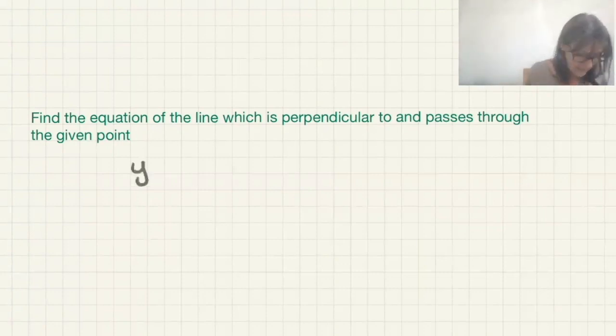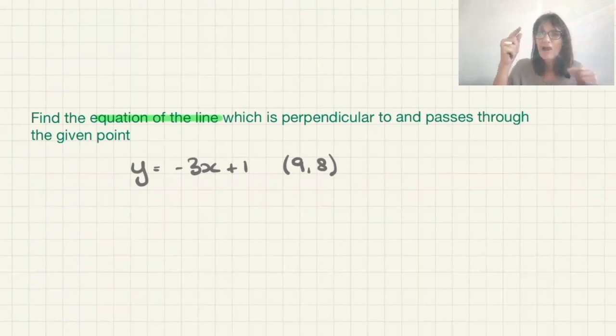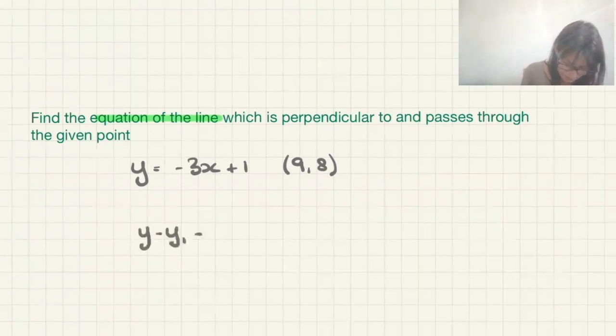So if I gave you y equals -3x plus 1, and we're going to have the point 9, 8, and you're being asked to find the equation of a line. If you're being asked to find the equation of a line, that is your trigger. That's what's got to get your brain to go, ah, there's the formula, okay? So my formula is y minus y1 equals m(x minus x1). Let's change the color so it stands out. My x1 and y1 are here. My gradient for this equation is -3.